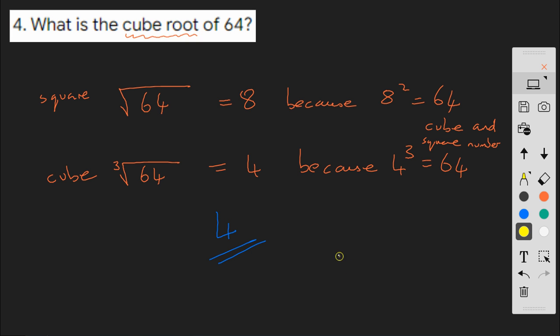And if you want to go and practice with your square and cube roots, go to Century Nugget 12.05, please.